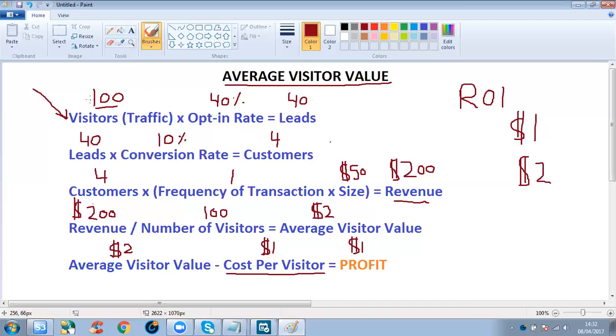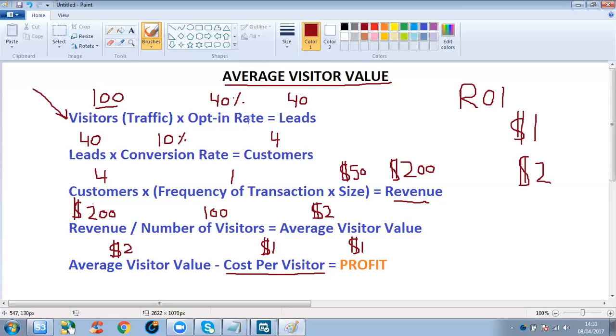So the first way you can increase your profit is to slam more visitors into your website. Now you can do it that way, or you can increase your rates. So you can increase your opt-in rate. Let's say you increase your opt-in rate from 40% up to 50%. Well, now you're going to get 50 leads. This is going to have a knock-on effect all the way down and increase your profit and your average visitor value. So that's the first way you can do it: increase your opt-in rate.